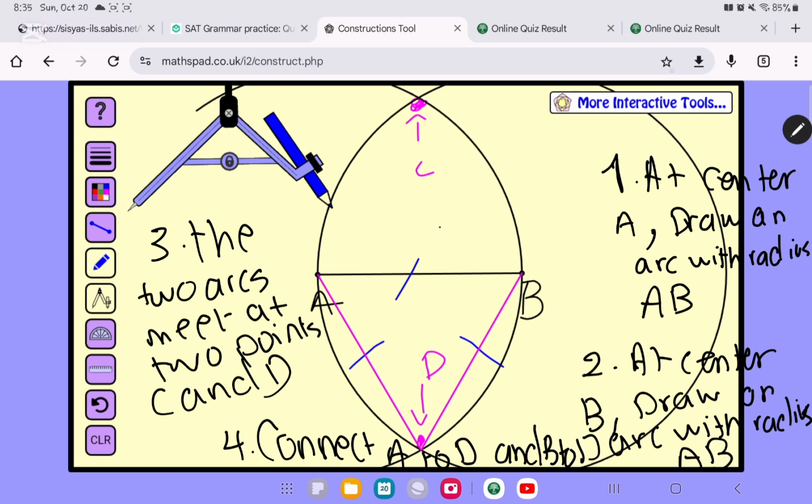So this is the proof for what? This is the construction of an equilateral triangle.